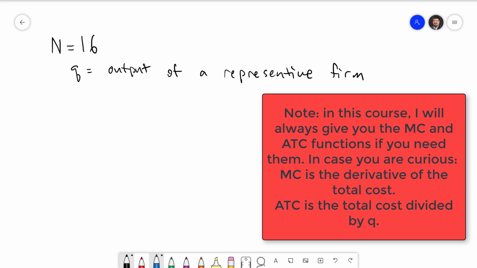Our firm's marginal cost is given by the equation MC equals 10 plus 4q. This is going to tell us the marginal cost at any possible output that we have. The average total cost equation is 50 over q plus 10 plus 2q.